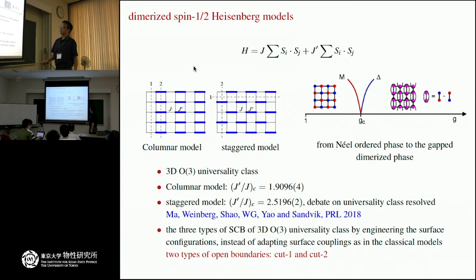And there was a debate on the universality class of this model, and this was resolved by this paper. This is due to there being two competing irrelevant fields, which makes life difficult, right? To find out the real universality behavior.